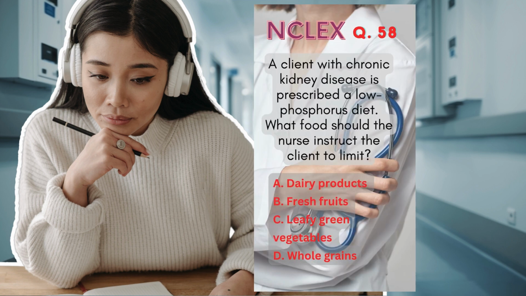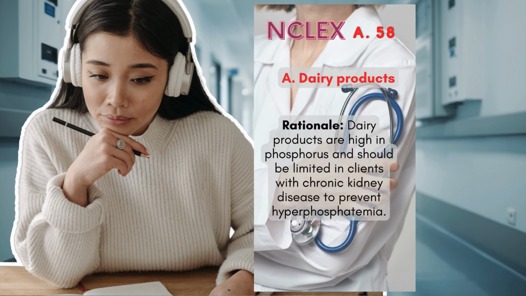Question: A client with chronic kidney disease is prescribed a low-phosphorus diet. What food should the nurse instruct the client to limit? A. Dairy products. B. Fresh fruits. C. Leafy green vegetables. D. Whole grains. Answer: A. Dairy products. Rationale: dairy products are high in phosphorus and should be limited in clients with chronic kidney disease to prevent hyperphosphatemia.